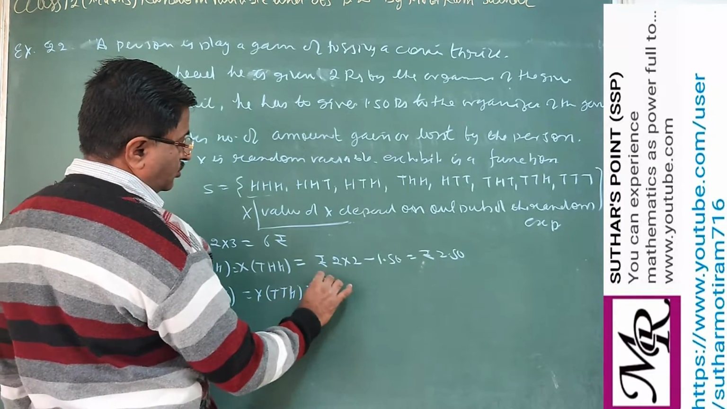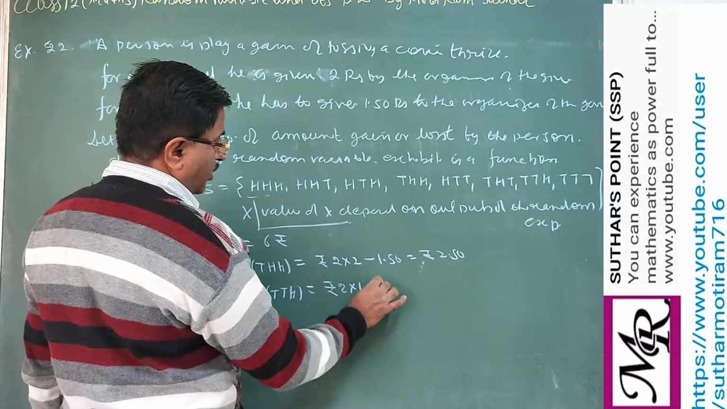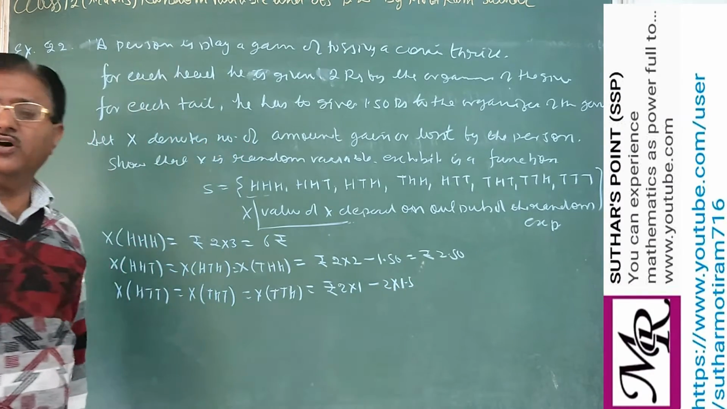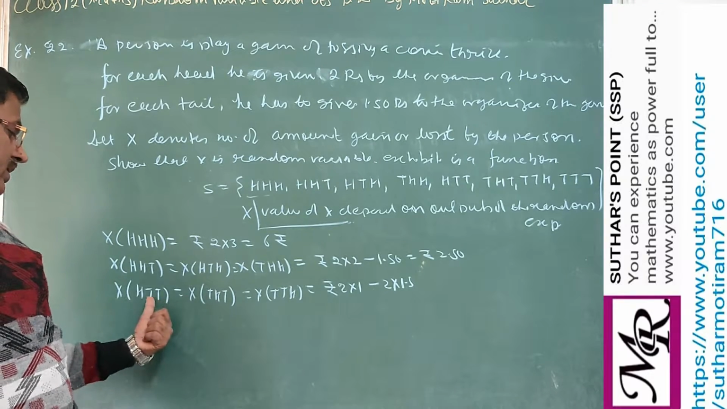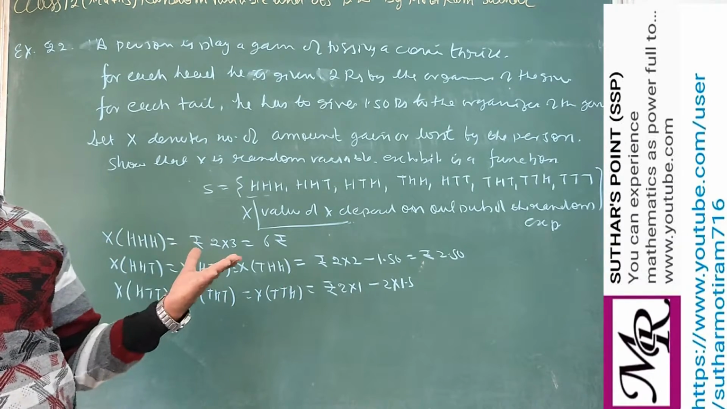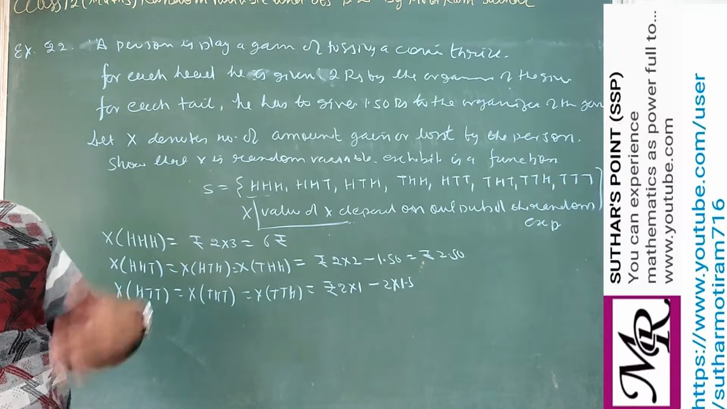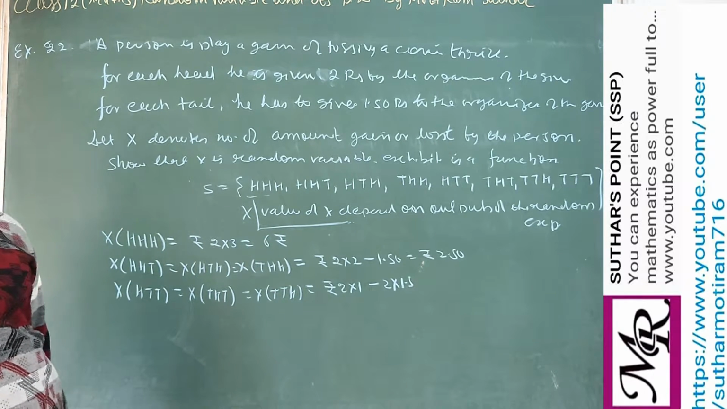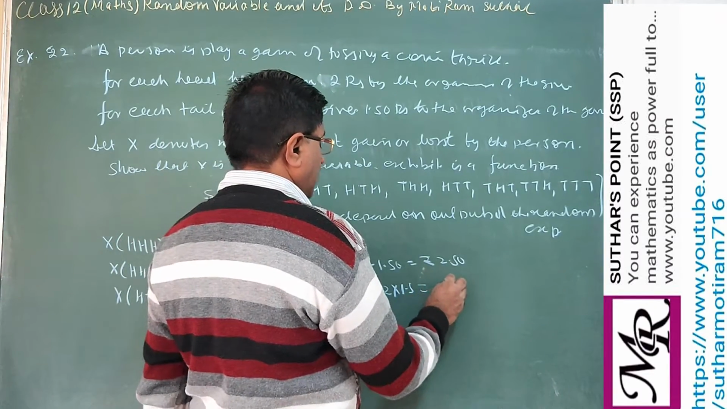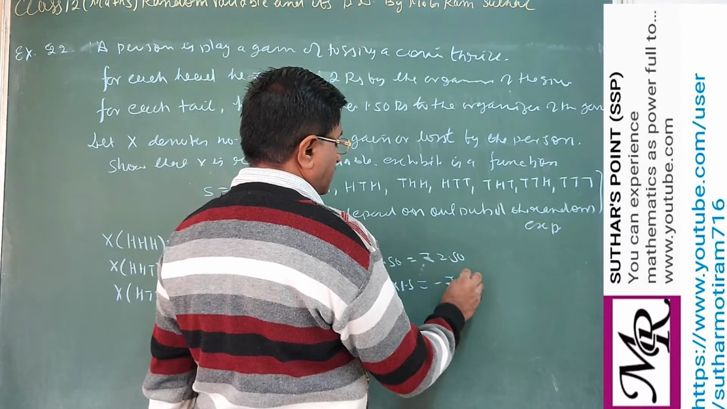So rupees 2 for 1 head and loss of 2 into 1.5. यहाँ पर इसको एक हेड मिला और 2 टेल आ रहे, तो एक हेड मिला 2 रुपए उसको ऑर्गेनाइजर दे रहा है, लेकिन 3 रुपए वापस दे देगा. So it will be -1. So ये -1 रुपीज.